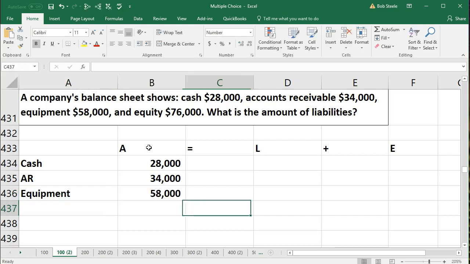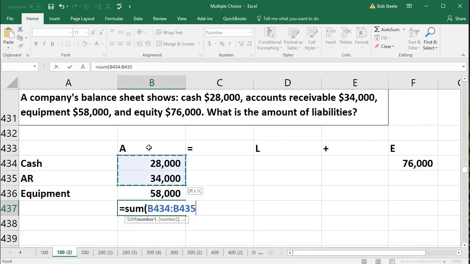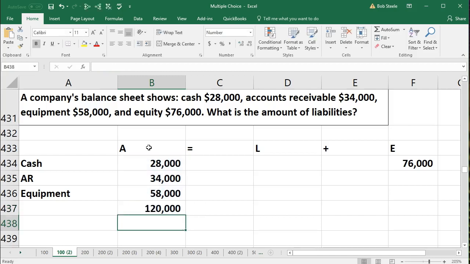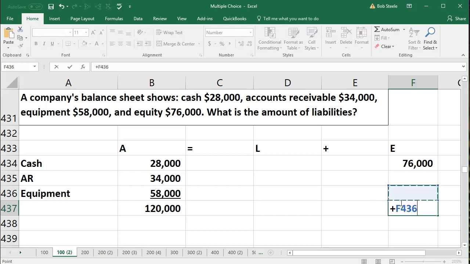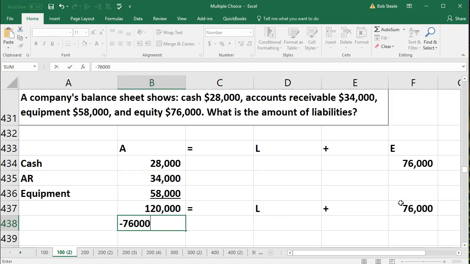$58,000. And then we know that equity is going to be over here at $76,000. So then we're just going to add these up. We're going to have total assets, which will equal the sum of the $28,000 plus the $34,000 plus the $58,000 equaling $120,000. Equity on this side, $76,000. So $120,000 is going to equal liabilities plus the $76,000. So if we then are looking for the liabilities, we're going to subtract the $76,000 from each side.